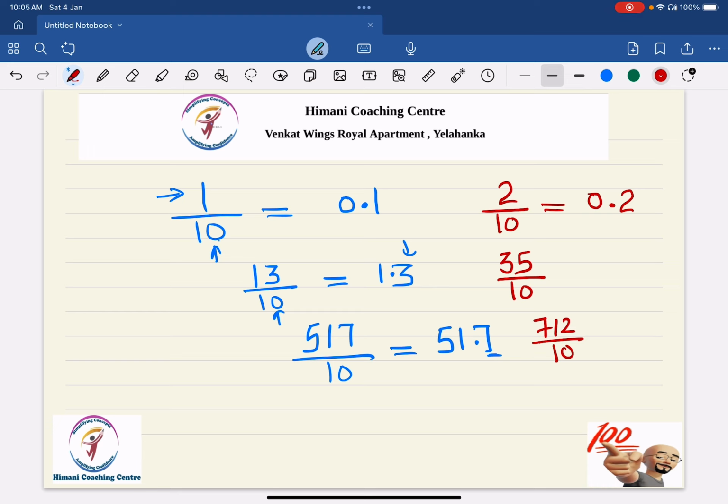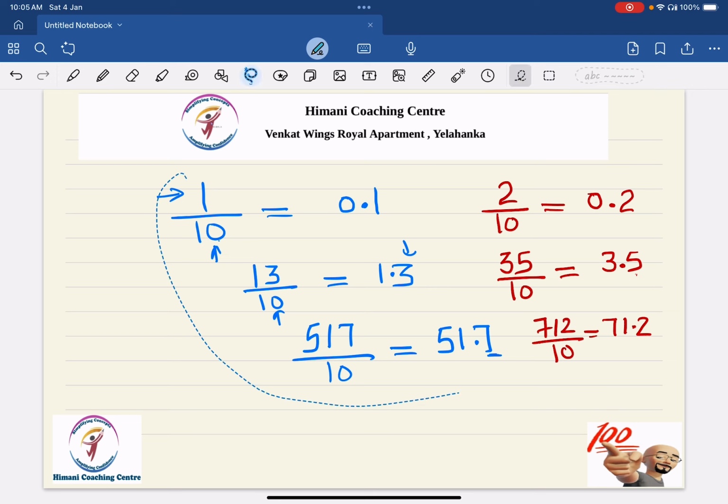Okay. Now 35 will be written the same. There is 1 zero, start from the unit digit and put a decimal here. So this will become 3.5. Similarly, 712 is written as it is, start from the unit digit and put a decimal. So the answer is 71.2. Okay.